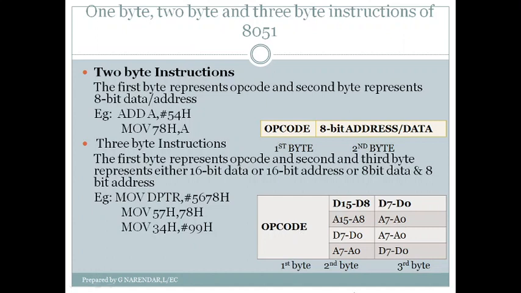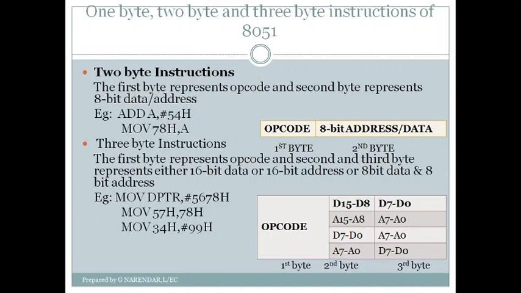a different variation for this 3-byte instruction: the first byte will be opcode, and the second and third byte will be a 16-bit address A15 to A0. You may have another instruction where the first byte will be opcode, the second byte will be 8-bit data, and the third byte will be 8-bit address. And you can have another variation for this 3-byte instruction. First byte will be opcode, second byte will be 8-bit address, third byte will be 8-bit data.